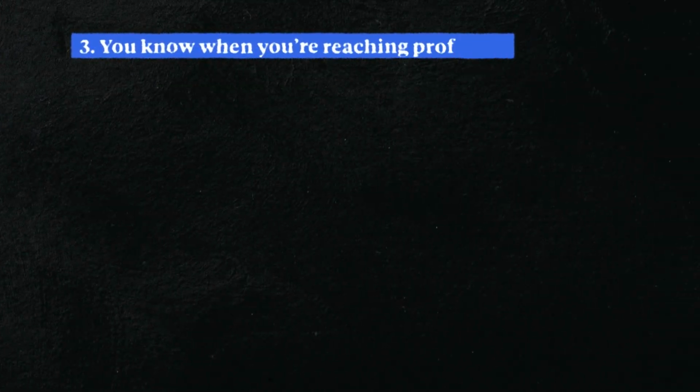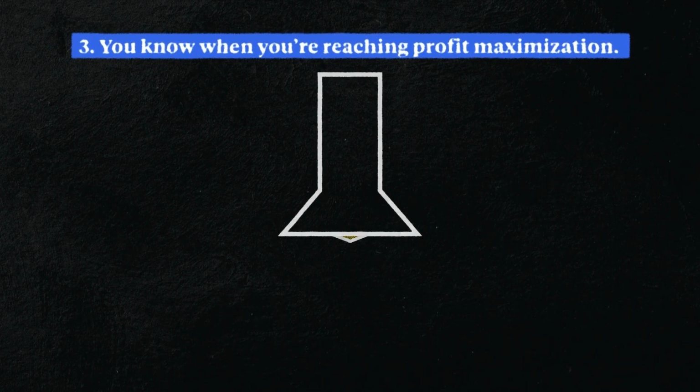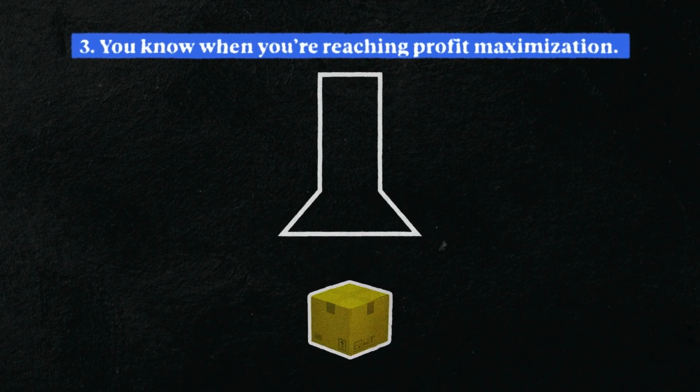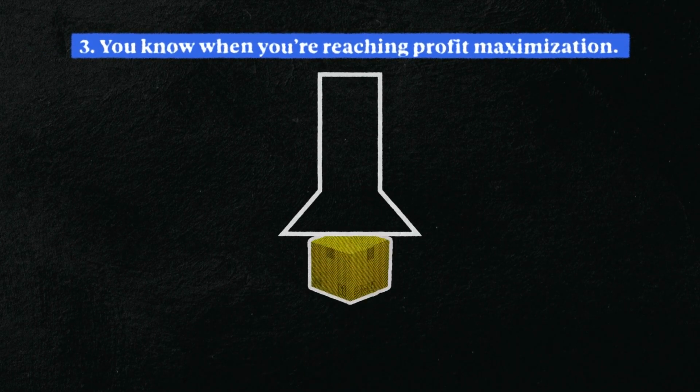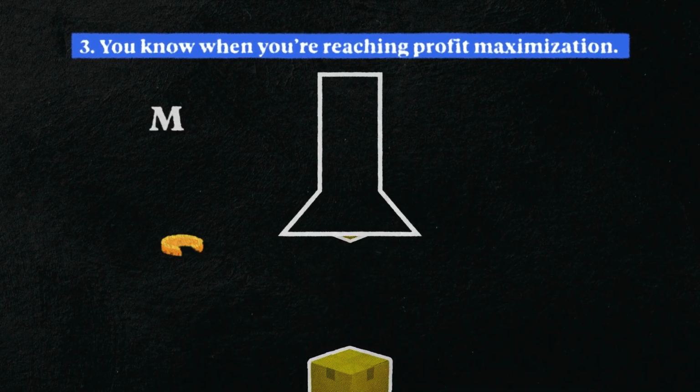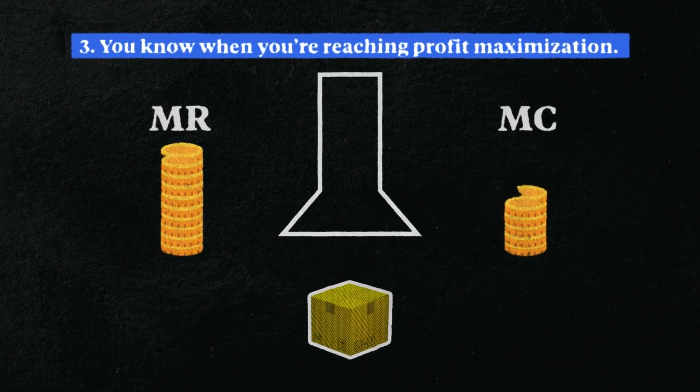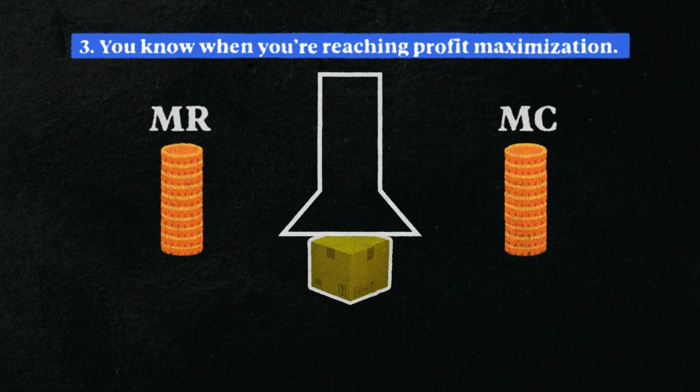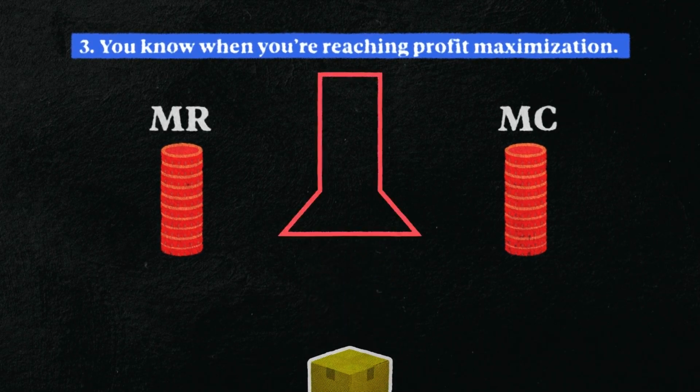Number 3, you know when you're reaching profit maximization. Since businesses want to maximize profit, they need to keep producing more output so long as each additional unit adds more to the revenue side than the cost side. Past the profit maximization point, a company cannot make any more money, and it's in its best interest to stop production.